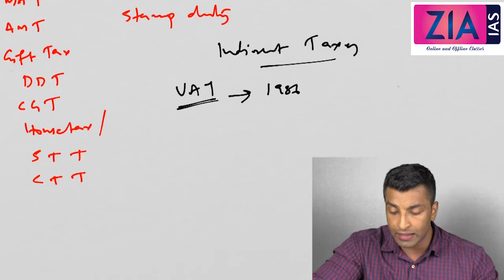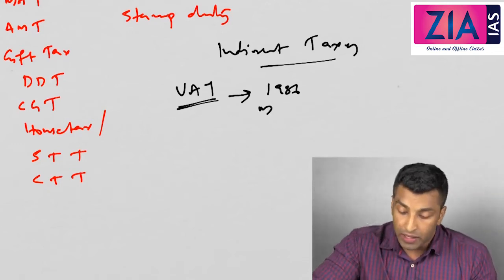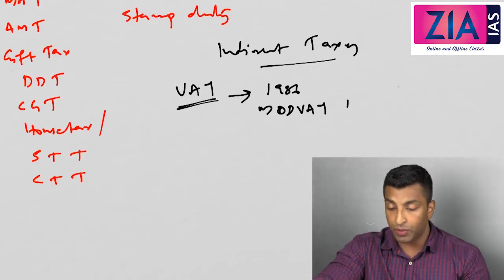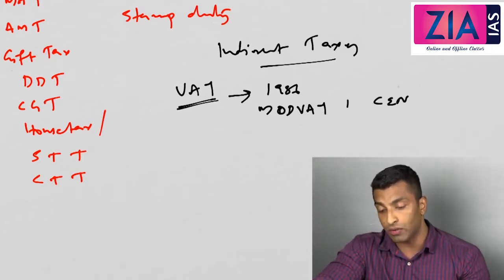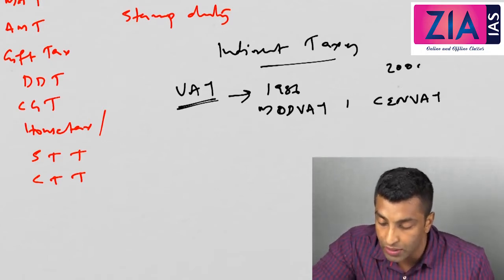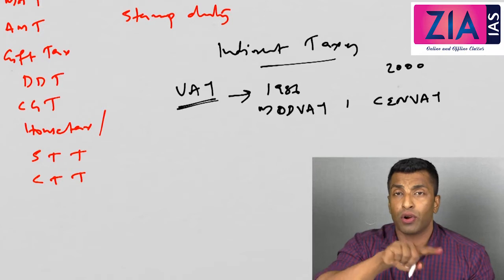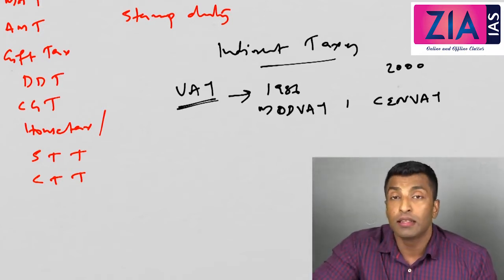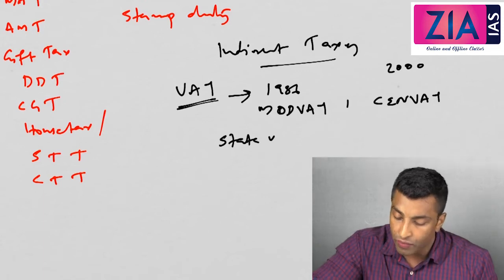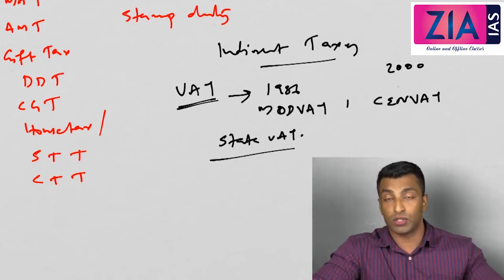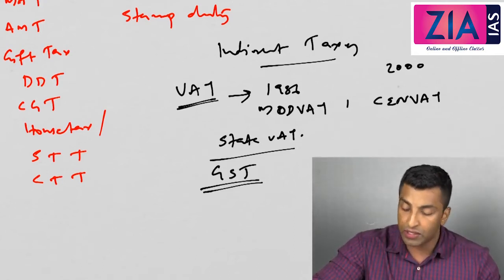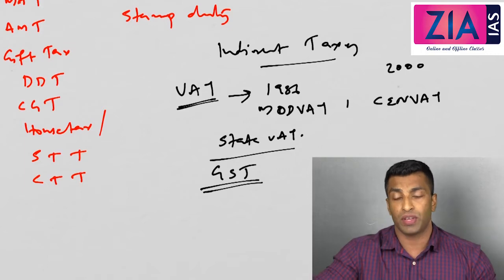Otherwise, in 1986, central government introduced MODVAT. Okay, we have discussed that. We have discussed about SENVAT also. MODVAT was then replaced as a SENVAT in 2000, and this is at the center level on excise. On sales, there was a state VAT. Okay, there was a state VAT. We have discussed about this also, and then we discussed about GST, features of GST Act also we have discussed.